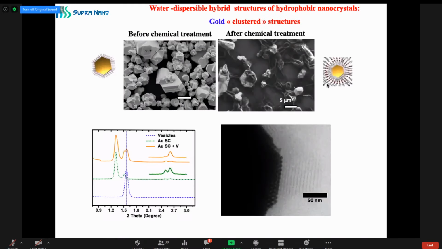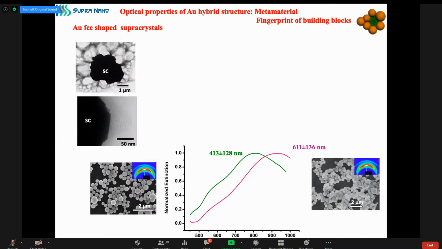Now with gold, you can see that you have the same behavior as before, except that the diffraction is a little different. But as you can see here, the multilayer of the DPPC is attached to the gold surface. So then we have these clusters scattering in water, and we can do the absorption spectra.